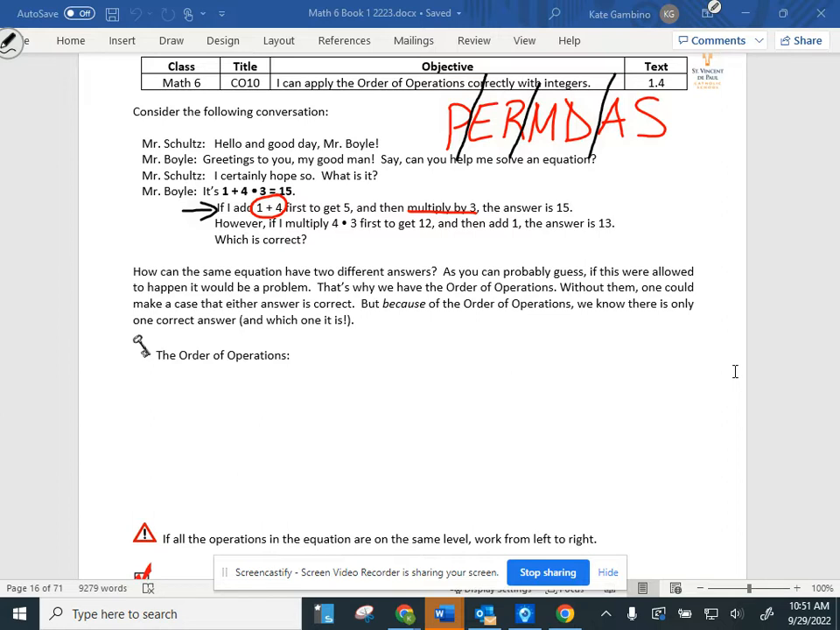It doesn't matter which order you come to first. If you're at the multiplying and dividing level and you come to a dividing first, you do that first. We read from left to right.